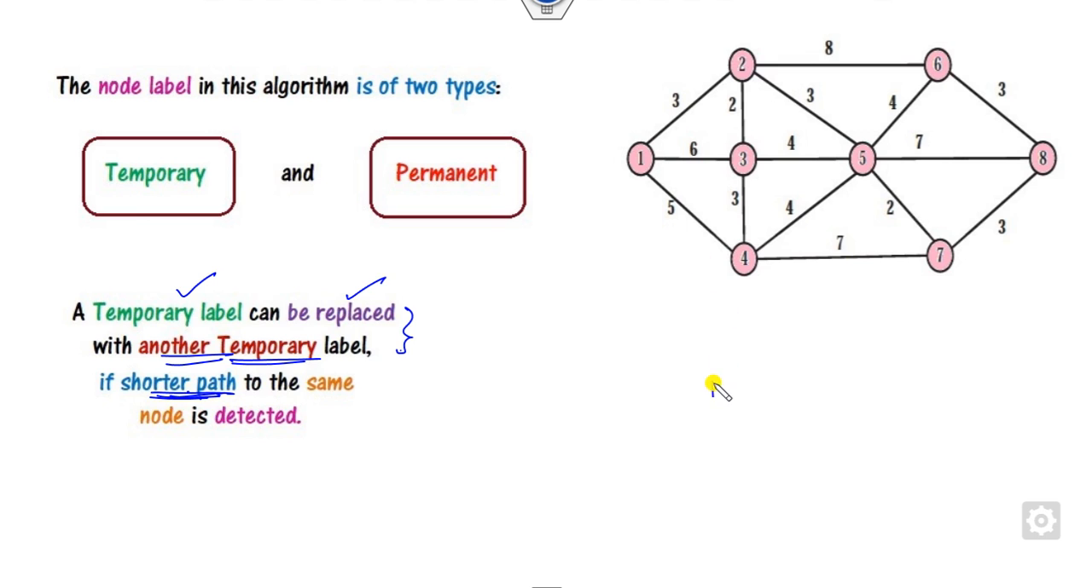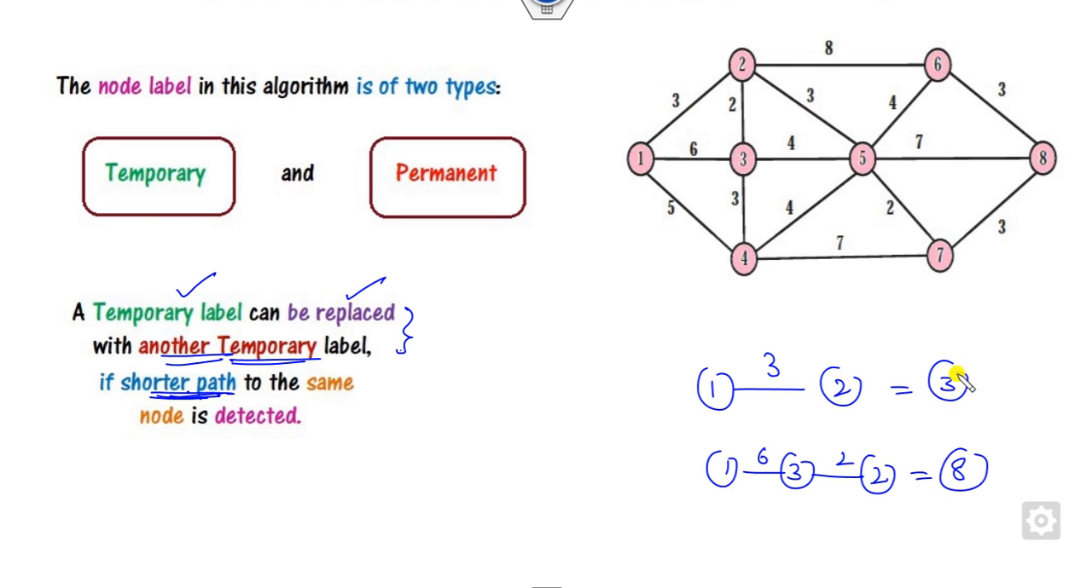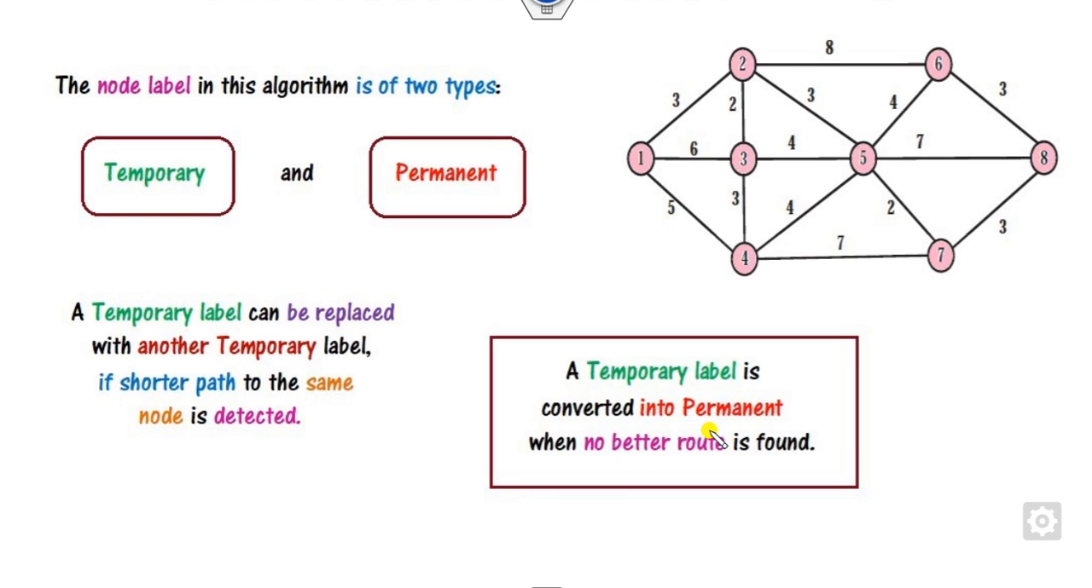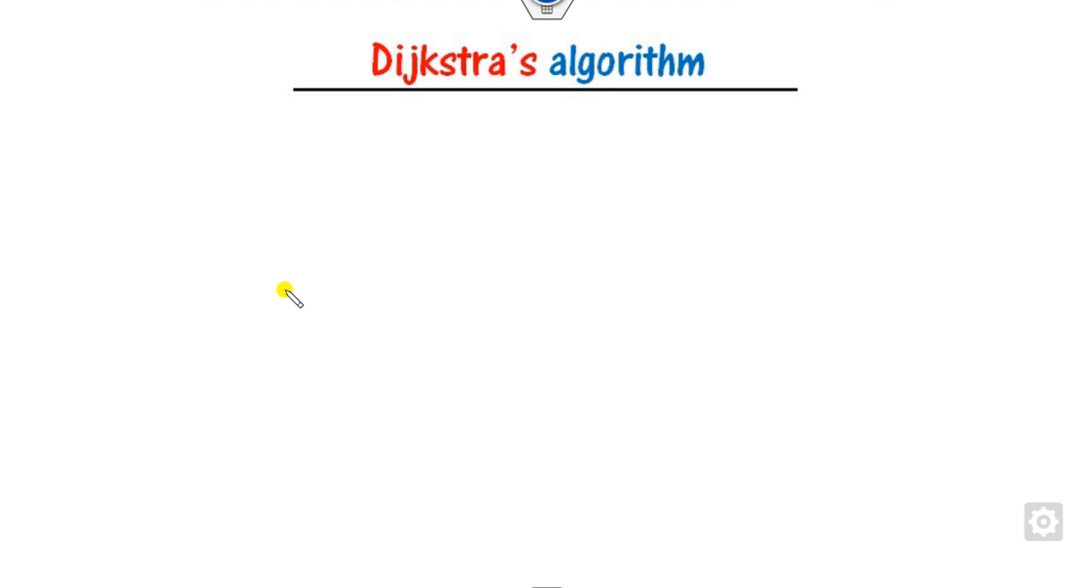For example, how can you reach from 1 to 2? There is a direct edge from 1 to 2 with distance 3. Otherwise you can move from 1 to 3 and 3 to 2, and the total distance is 8. So you can see the direct route is the minimum distance. Otherwise, you can convert the temporary label into a permanent one when no better route is found. We will see both points in a couple of examples.